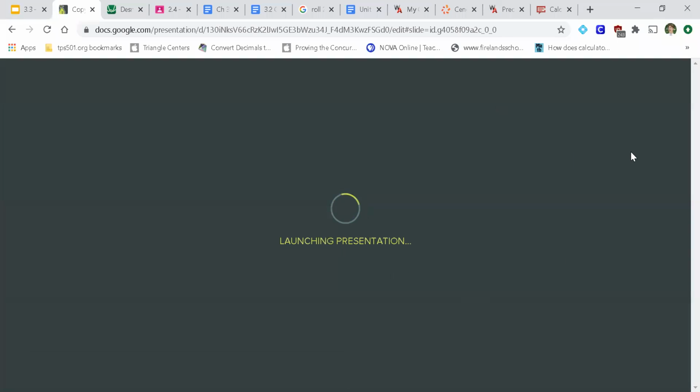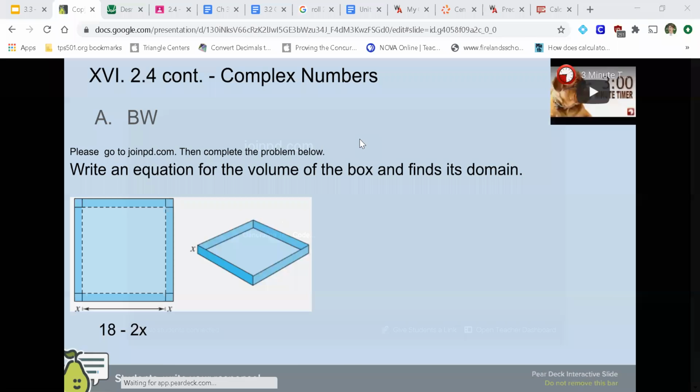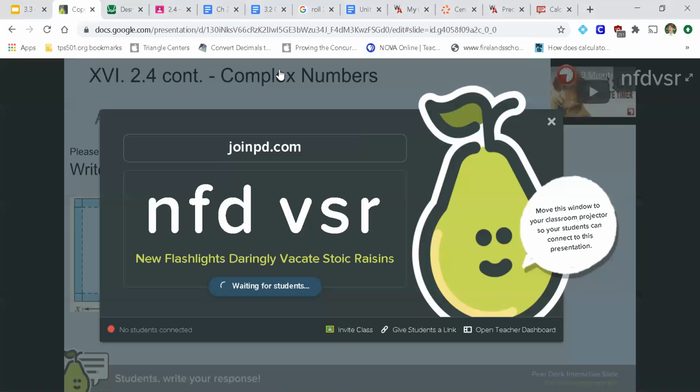Okay, you can leave that. I'm pretty sure it just kicked you out. Try this code instead: NFD VSR. All right, that's right, NFD VSR. There were side proofs today.